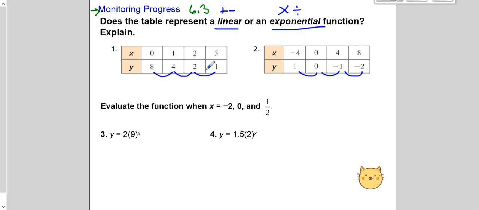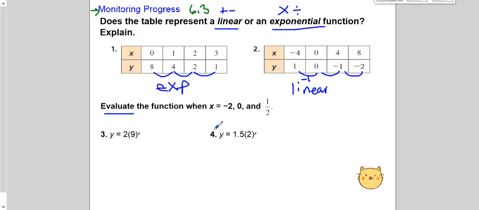So we're dividing by 2 each time. This one's exponential. And this one, the x's increase by an equal amount each time, and these decrease by an equal amount each time. Those are linear, because this would be -1, -1, -1.